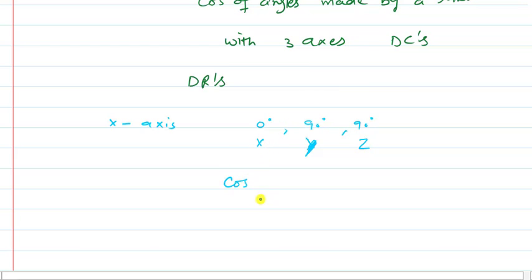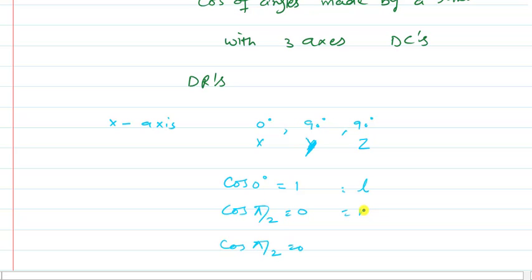So therefore cos 0 degree is equal to 1, cos 90 degree, or you can say pi by 2, is equal to 0, and cos pi by 2 is equal to 0. So cos alpha is equal to 1, cos beta is equal to 0, cos gamma is equal to 0.